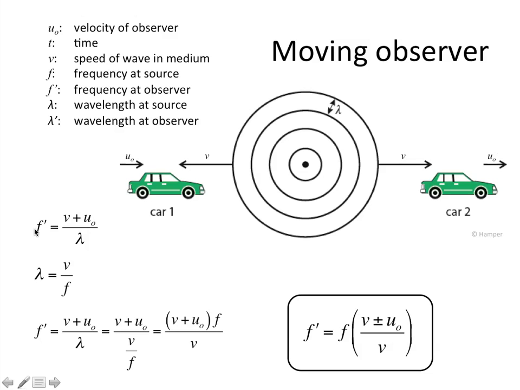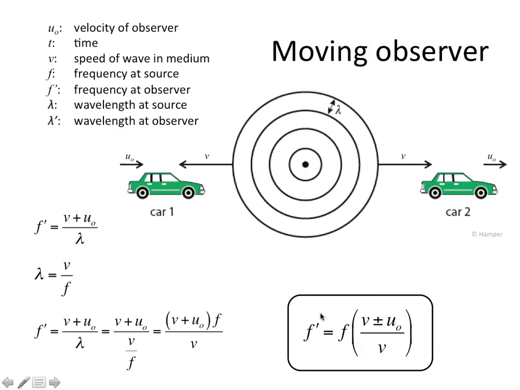So frequency equals speed of wave combined divided by wavelength. The wavelength itself equals the speed divided by the frequency. Substitute in, and we get that the observed frequency equals velocity of wave plus velocity of observer, multiplied by frequency, divided by the velocity of the wave. Again, that comes in either a plus or a minus value depending on whether you're going towards or away from the source.